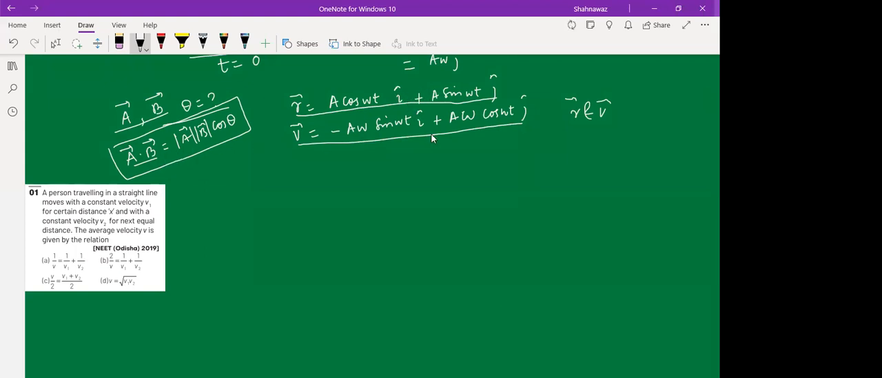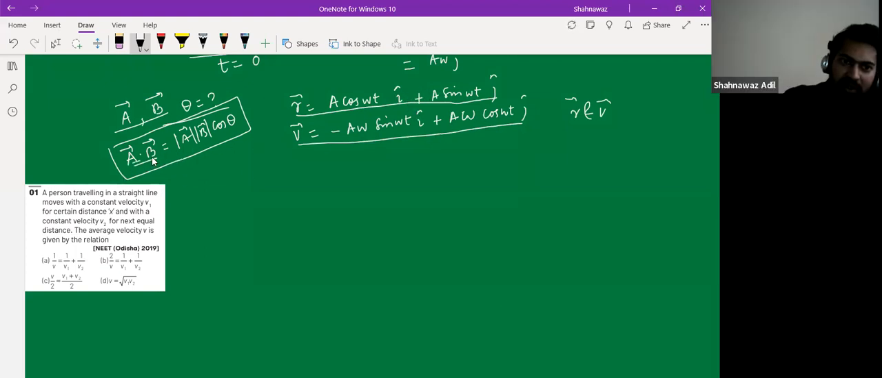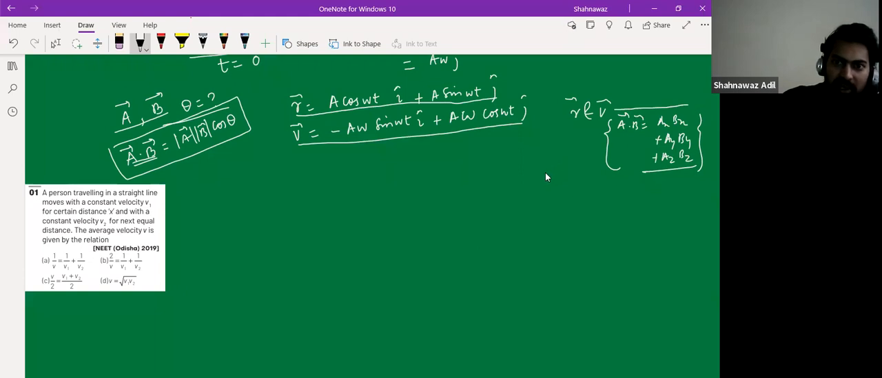So if this is in i and j form, you can calculate A dot B, right? For the Cartesian form, your A dot B was what? It was AX into BX plus AY into BY plus AZ into BZ, right? So this was in the Cartesian form, remember?